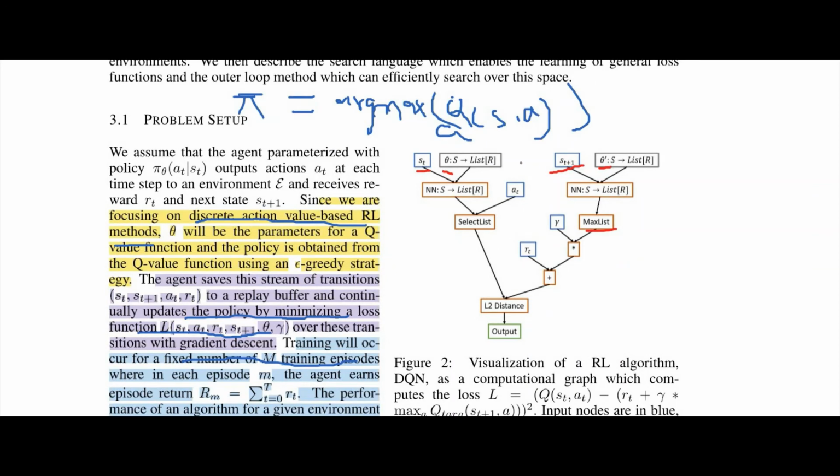And once you represent this as a computation graph, you can actually do mutations in this computation graph. You can say, okay, maybe this reward also goes here, or maybe this gamma also goes here, or maybe there shouldn't be an L2 distance, maybe there should be an L1 distance. It can search over that space and automatically figure out a good loss function which leads to the highest reward.